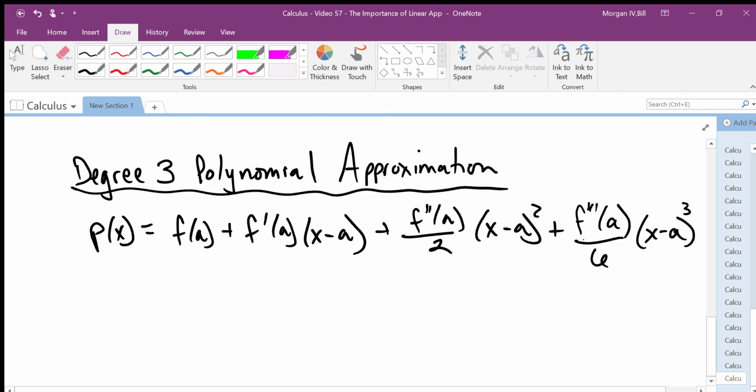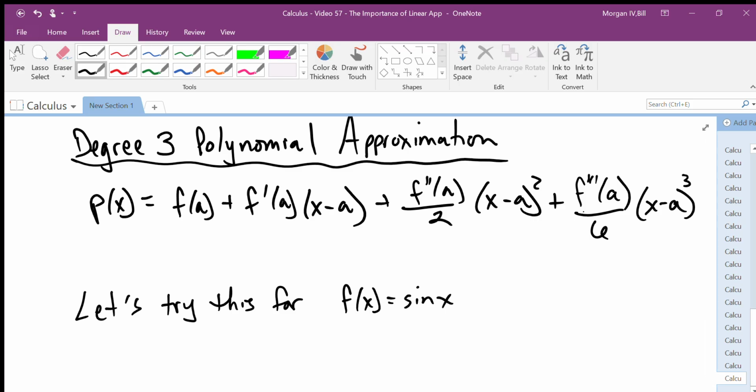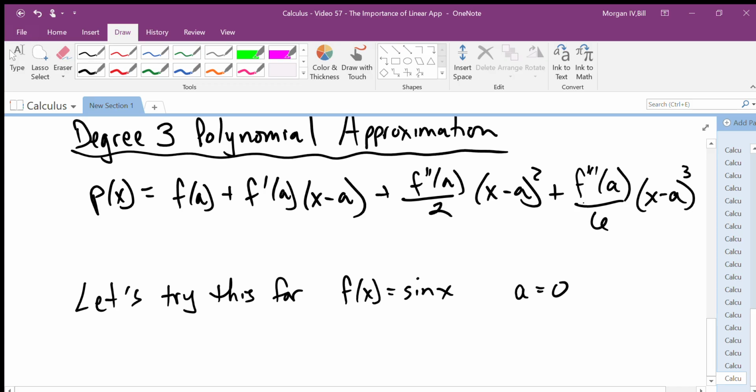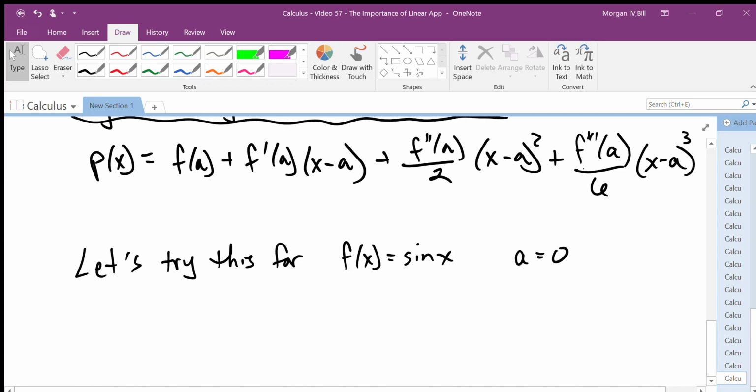Okay, let's try this. Let's try this for f of x equals sine of x. Now we already remembered that the linear approximation for this is just x. But let's see things we need for this. And again, let's start with a equals 0. So we're centering this around a equals 0. So we need f of a, we need f prime of a, we need f double prime of a, we need f triple prime of a. We need some derivatives evaluated at a, our a here being 0.